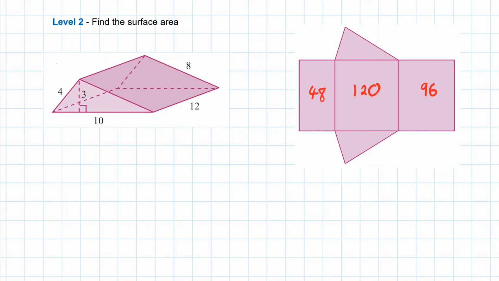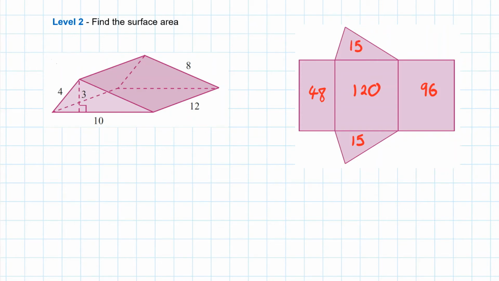Okay, groovy. Now we just have to find the triangular front and back, which are the same shape. Now for a triangle, from the earlier lessons, we're doing the base multiplied by the height, but then you halve it. The formula we probably used is half base times height. So if we did 10 multiplied by 3, because that's the base and that's the height, we would get 30. So half of that is 15. Same on the front, same on the back.